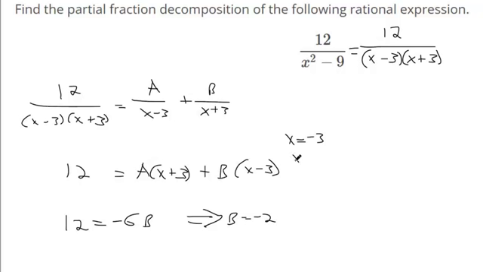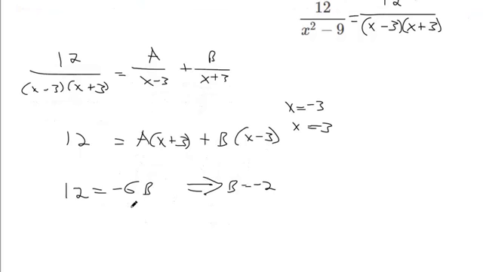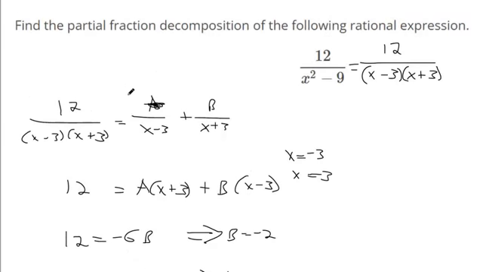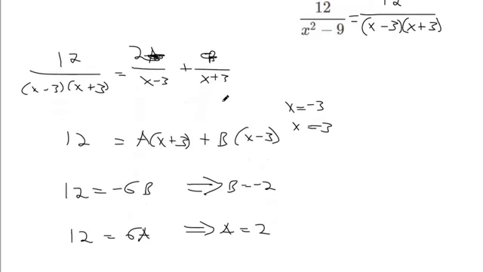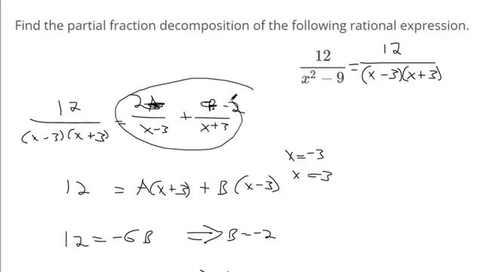And then if we solve again, if we plug in x equals positive 3, because plugging in positive 3 makes this term turn into 0, that lets us solve for a. 3 plus 3 makes 6. So plugging in x equals positive 3 implies that a equals 2. So that is our partial fraction decomposition. Plug in a 2 in the numerator there and a negative 2 over here. That's our answer.